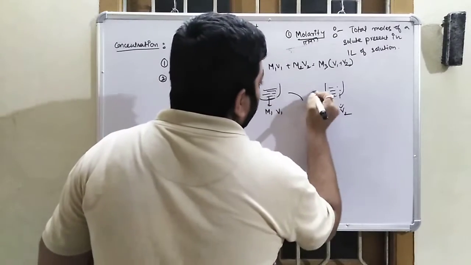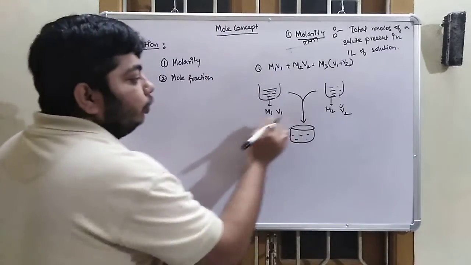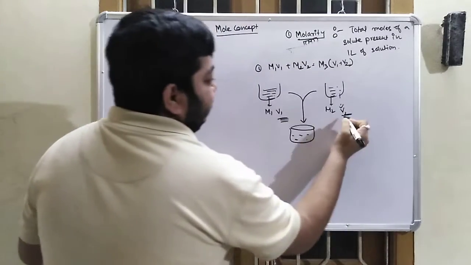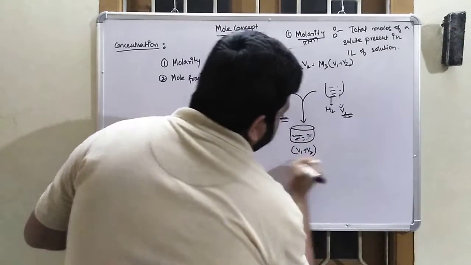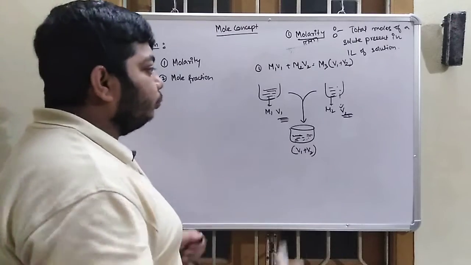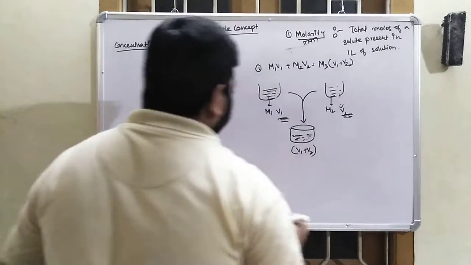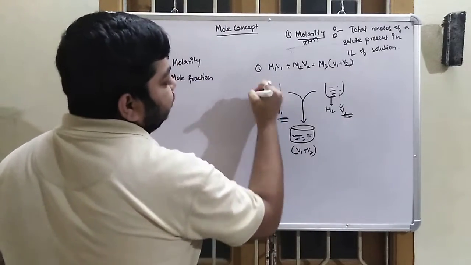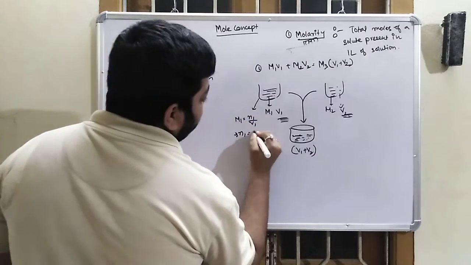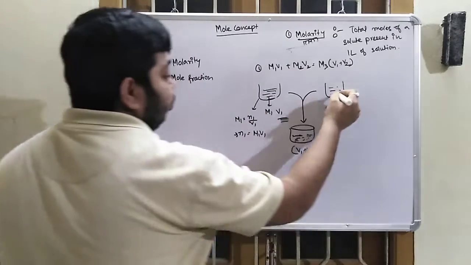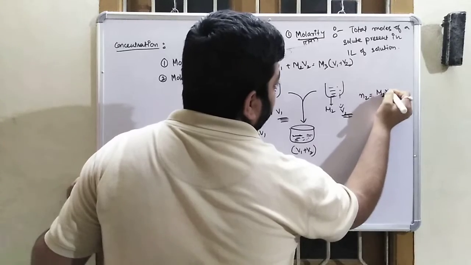So what will happen is that when we mix these solutions, as volume is an additive property, the total volume of this mixture would be V1 plus V2. Now the question arises, what will be the molarity of this mixture? Let us see what will be the total number of moles present. M1 equals N1 by V1, so N1 will be equal to M1V1. Similarly, N2 will be equal to M2V2.